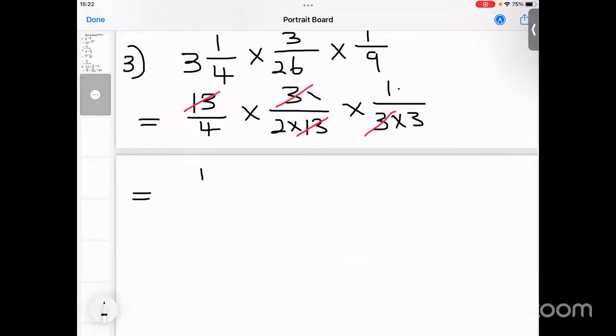Remember, it's like that 1 is multiplying with that 1. So if you've just cancelled something and nothing remains, just know that it is 1 that remains.